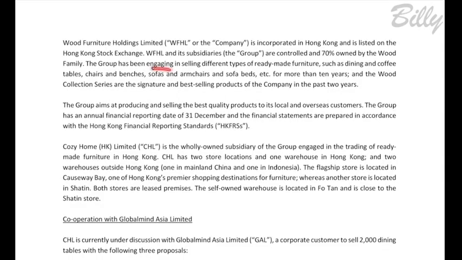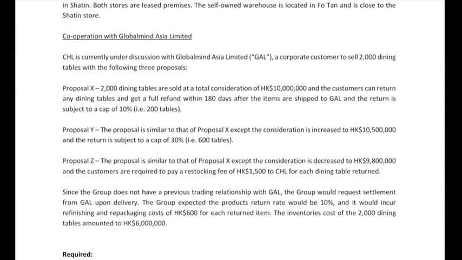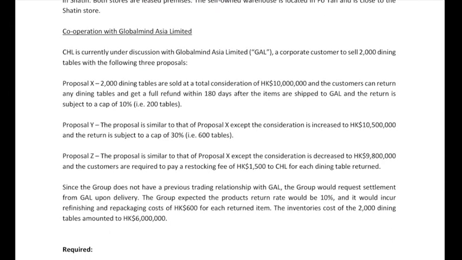The group has been engaged in selling different types of ready-made furniture. The financial year end is 31st December. CHL is a wholly owned subsidiary of the group. CHL is currently under discussion with GAL, which is the customer, and CHL is the supplier, to sell 2,000 dining tables with the following proposals: X, Y, and Z. Proposal X, 2,000 dining tables at a total consideration of $10 million.